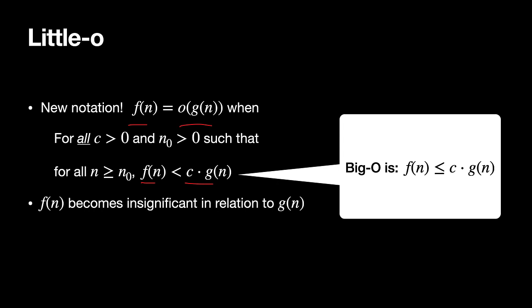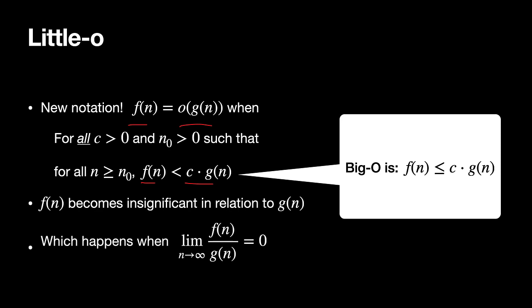So an easier way of saying this is that f becomes insignificant in relation to g as we approach infinity, which, as we've just seen, happens whenever we can show that the limit of f divided by g is 0 as n approaches infinity. Okay, so if we can demonstrate this limit, we can say that f is in the little o of g, and we know something about both big O and big omega.